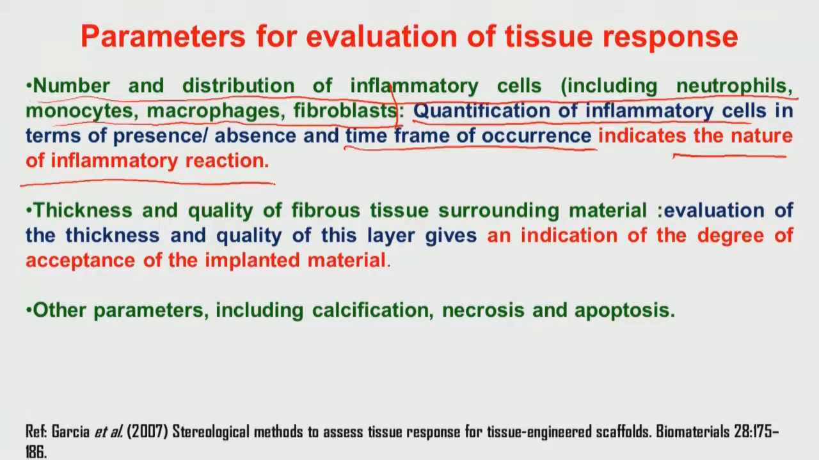So, therefore, the quantification of inflammatory cells, or the presence or absence of different other cell types, as we mentioned neutrophils, monocytes etc., is indeed necessary. This quantification is important so that one can develop both a qualitative and quantitative understanding of the tissue response upon implantation of an implantable biomaterial. Okay, I hope I have made this point very clear.